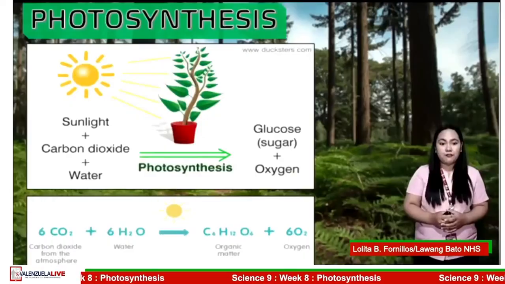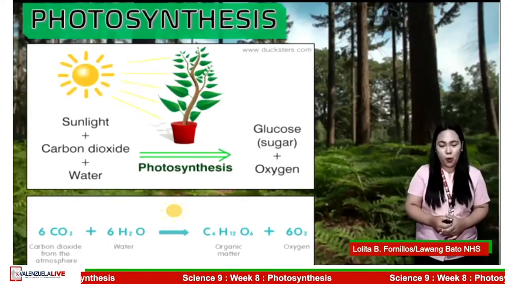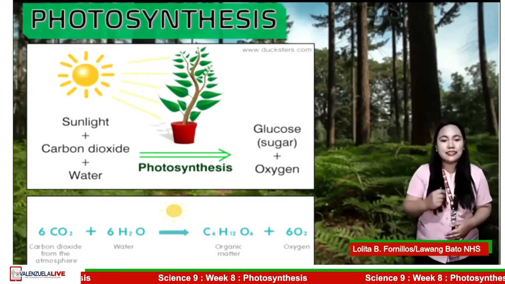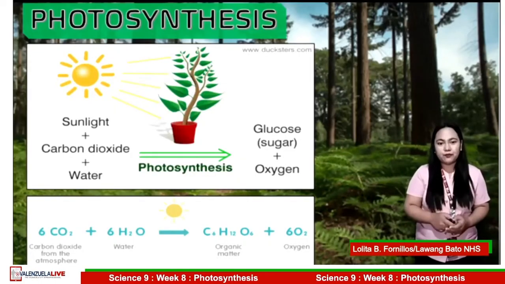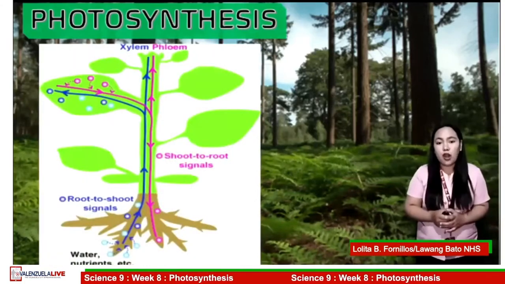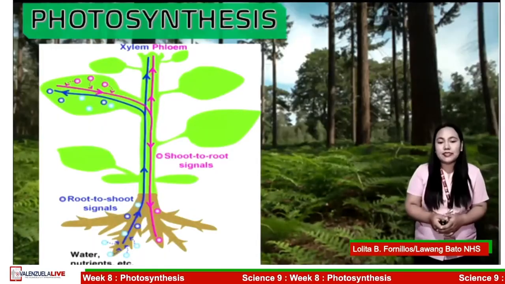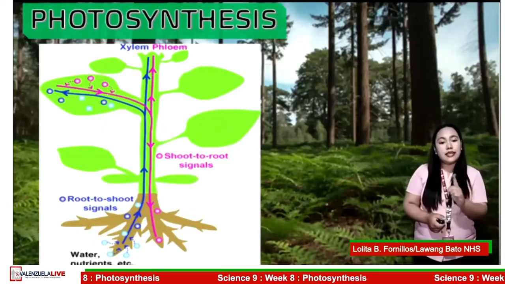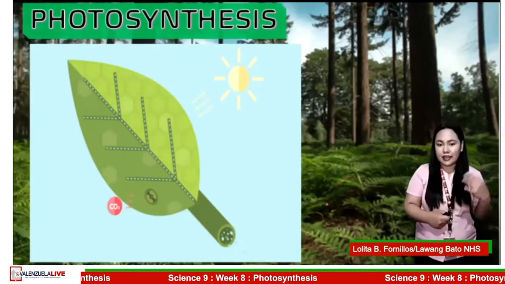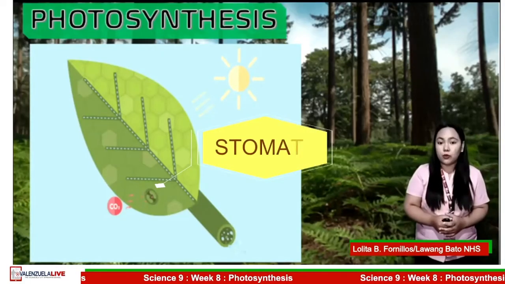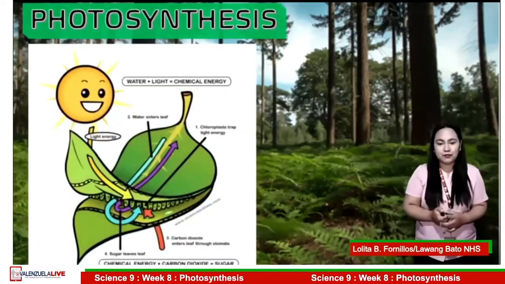The chemical formula for photosynthesis is 6CO2 plus 6H2O will yield C6H12O6 plus 6O2. The cells of the roots absorb water from the soil. The water passes from the root system to the xylem vessels in the stem until it reaches the leaves. Carbon dioxide is absorbed from the atmosphere through the pores in the leaves called stomata. The leaves also contain chloroplasts that are captured by the chlorophyll.